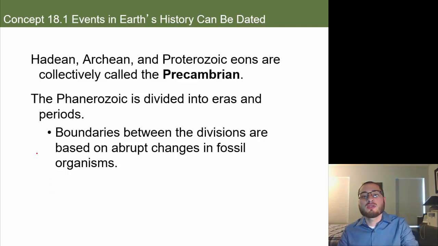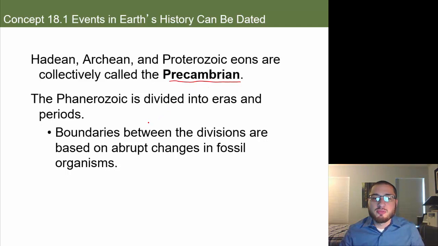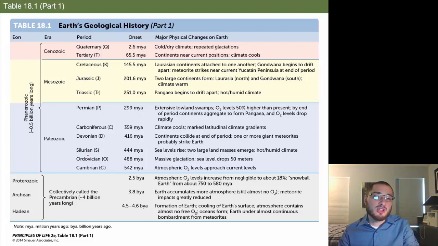The Hadean, the Archean, and the Proterozoic eons are collectively called the Precambrian. And then the Phanerozoic is divided into eras and periods. Everything before the Phanerozoic is considered the Precambrian, and after that we have more specific times that we look at. The Phanerozoic is broken up into three different eras and more specific periods. Within the Paleozoic you have the Cambrian, so everything before that was our Precambrian.